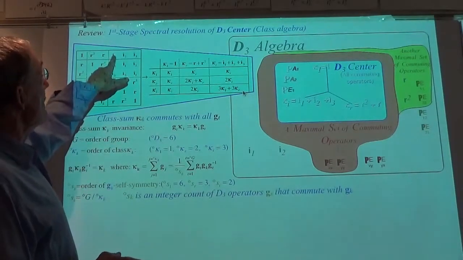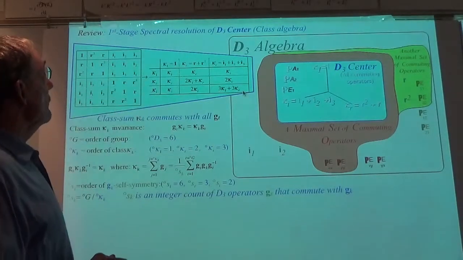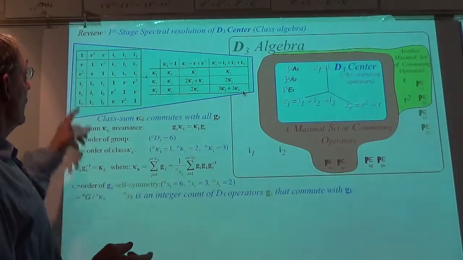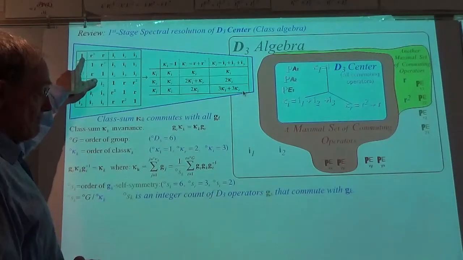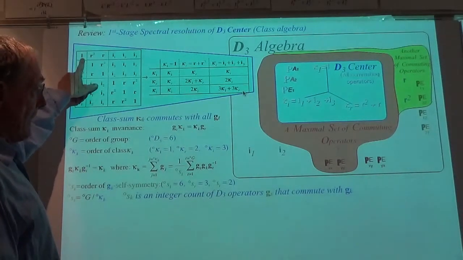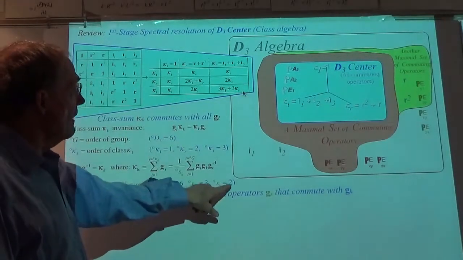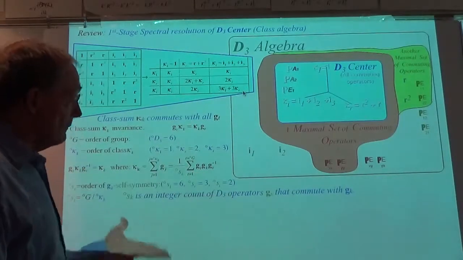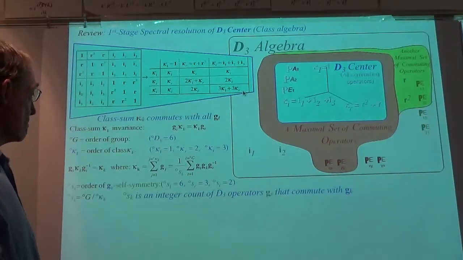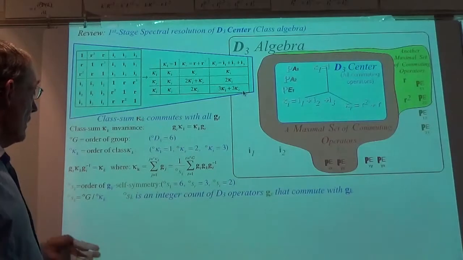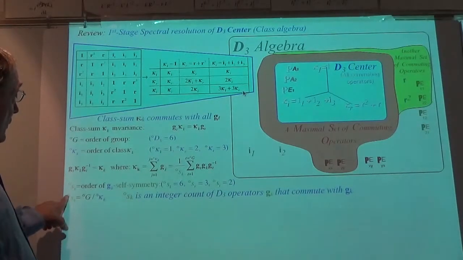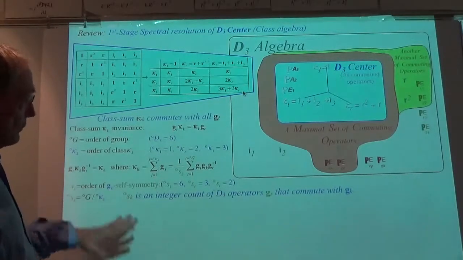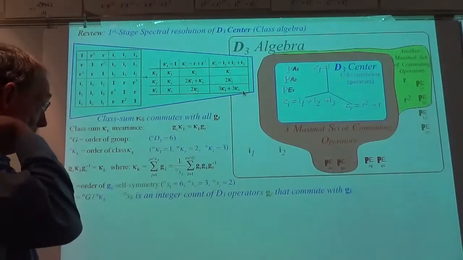These guys here, each of those commute with themselves and nobody else in this group, except for one. It commutes with everything. So those guys right there have only 2 elements in their self-symmetry, themselves and the identity. Okay. Now, what's interesting is that the self-symmetry order is the order of the group divided by the order of the class. That's what was proved the last time.